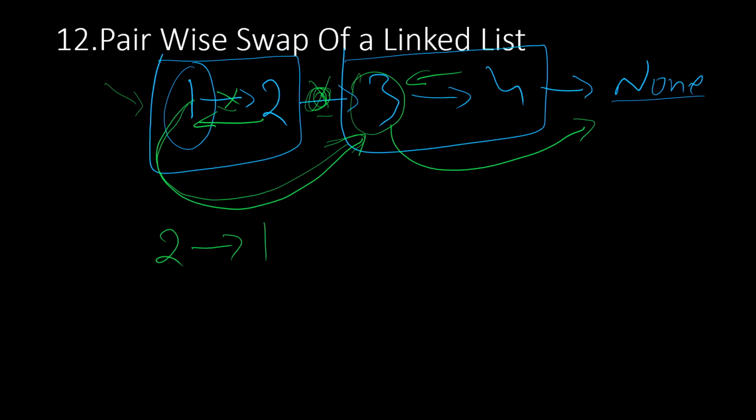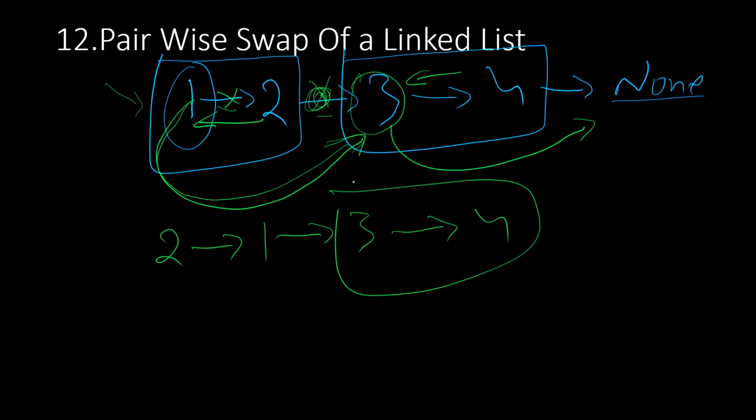I hope you have understood till this part. Now 2 is pointing towards 1 here and 1 is pointing towards 3. Now that will be like this, right? 3 and 4. This is after one pair. Now we change the second pair, which is 3, 4. We will do the same thing here, which I have explained already. Let's just do the same thing now.